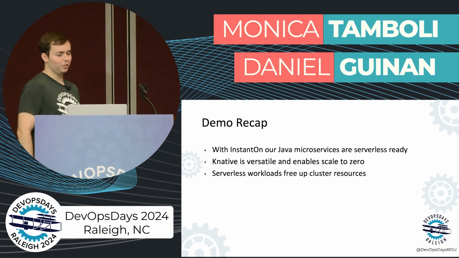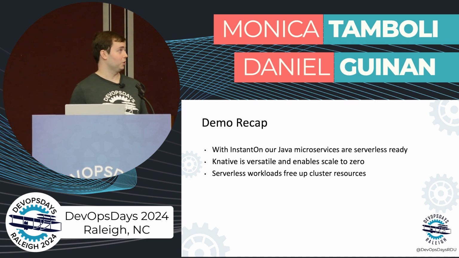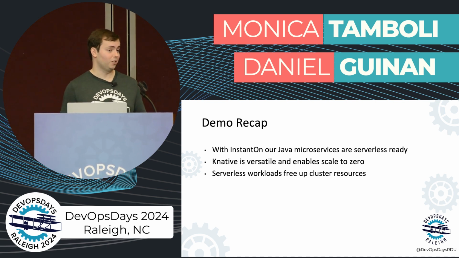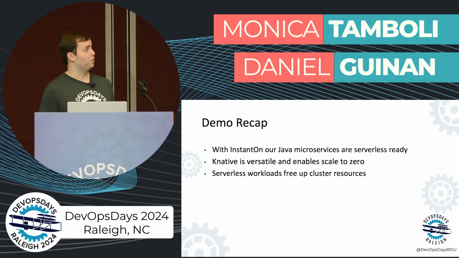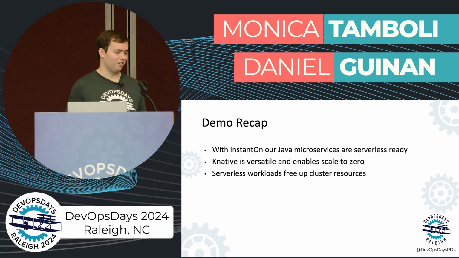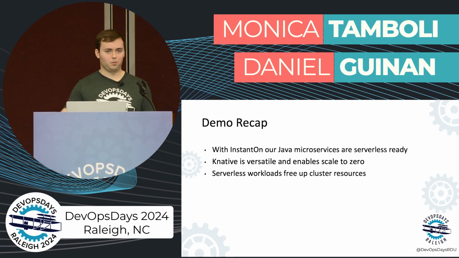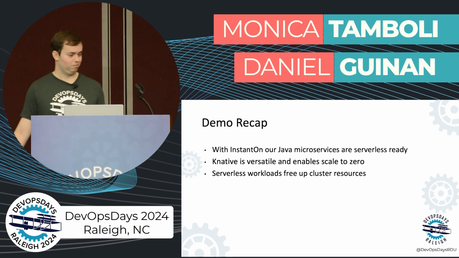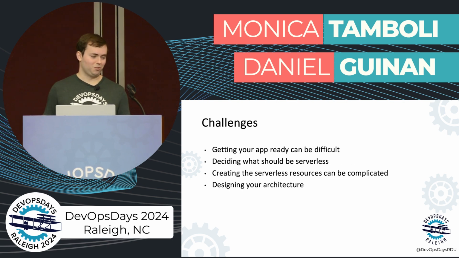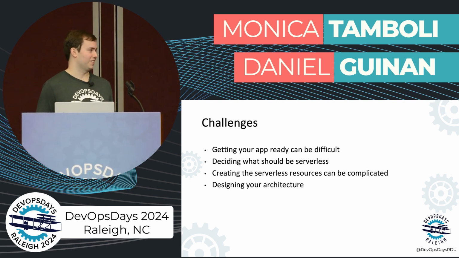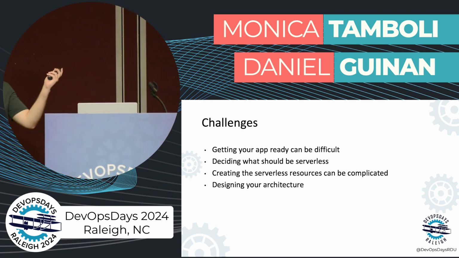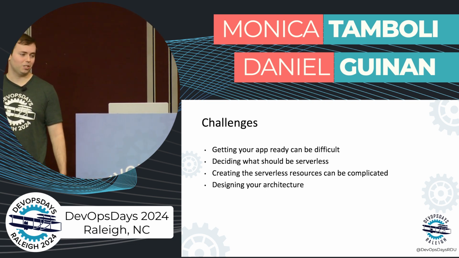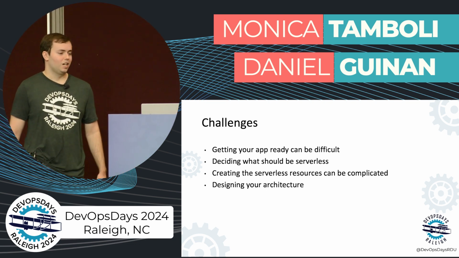So just a recap of it, with Instant On, we could make our microservice serverless ready. You really couldn't tell that it scaled from 0. It was happening pretty quick. Knative is very versatile. There's a lot of config options, a lot of things you can do with it. And serverless workloads, you saw the memory usage decrease. There's some challenges with it. Getting your app ready could be difficult. That startup time with Java can be tricky, but with Instant On, we just had to add a step to our Dockerfile and our CI/CD pipeline, and we're good to go.